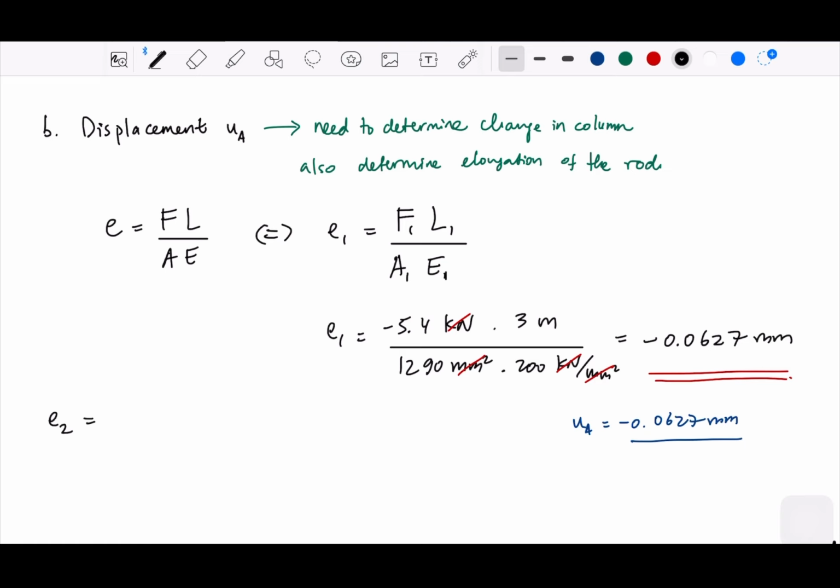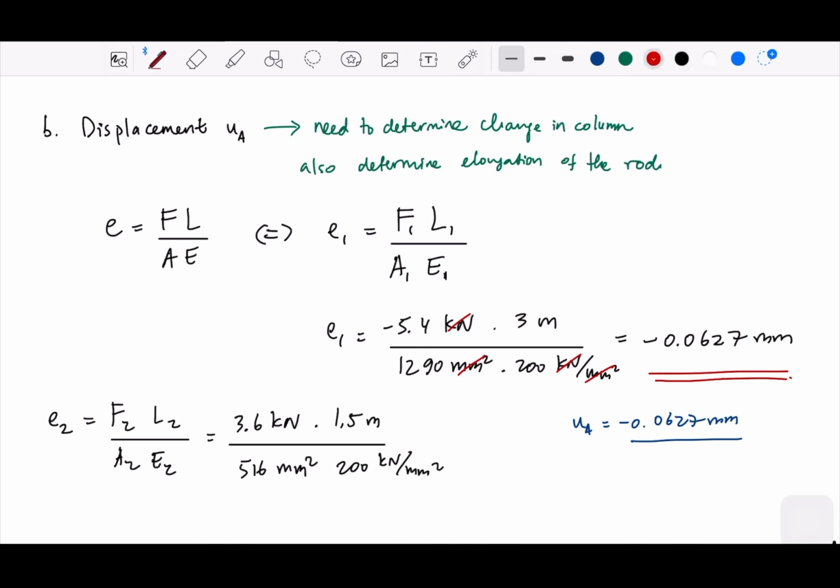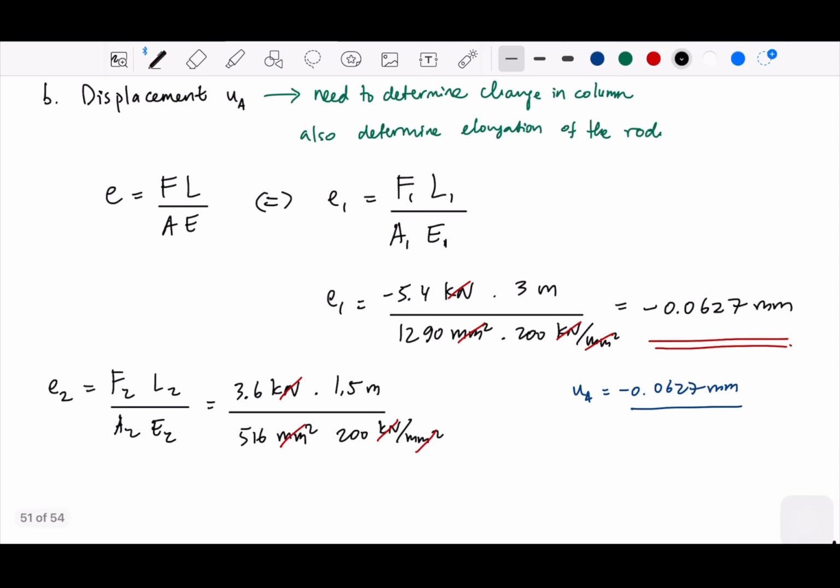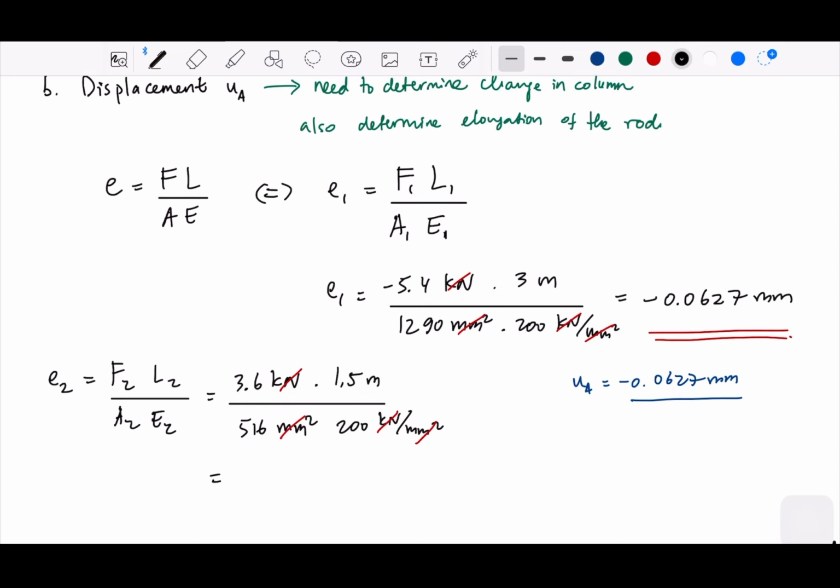Okay, this is actually for the next questions, but we can compute now. F2 is 3.6, or maybe I will write the formula first. So 3.6 kilonewton. And then the length is 1.5 meter. And then A2 is 516 millimeter squared. And then E is the same, kilonewton over millimeter squared. So again, this will conclude with the same units. And this will be equal to 0.0523 millimeter.